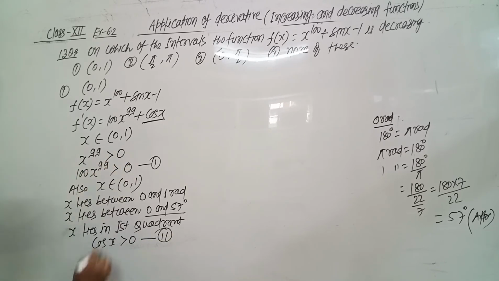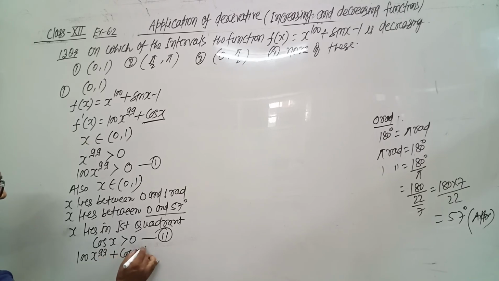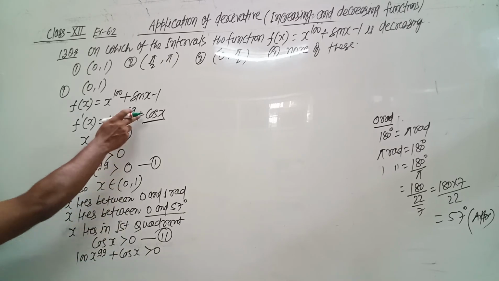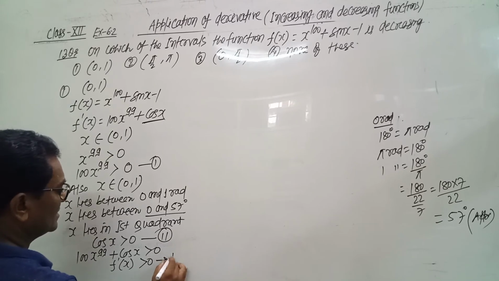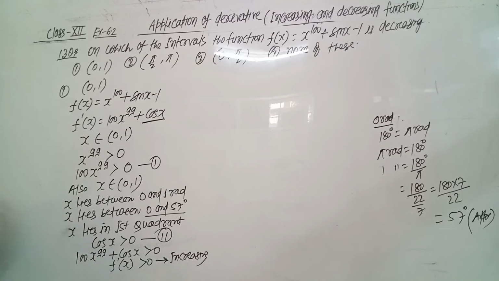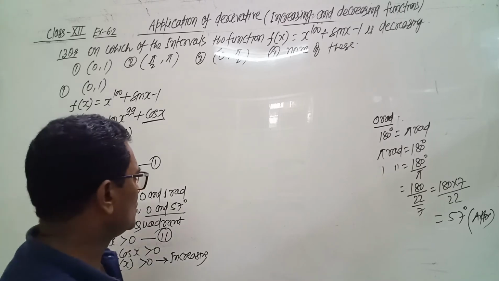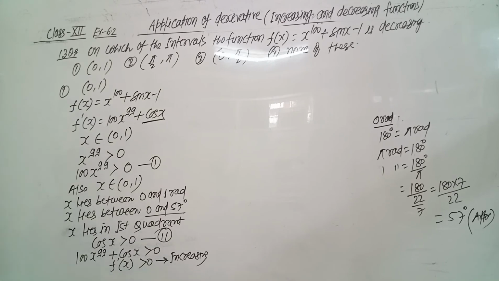Adding first and second, we get 100 x raised to the power 99 plus cos x is greater than 0, and in place of 100 x raised to the power 99 plus cos x, we can write f dash x is greater than 0. It means in this interval the function is increasing. In interval 0 to 1, the function is increasing.